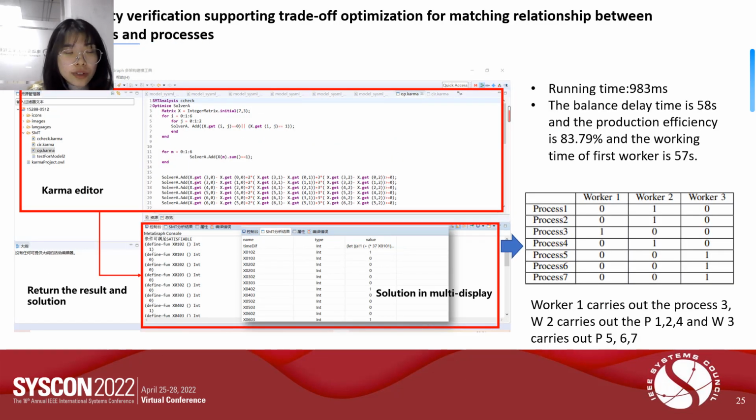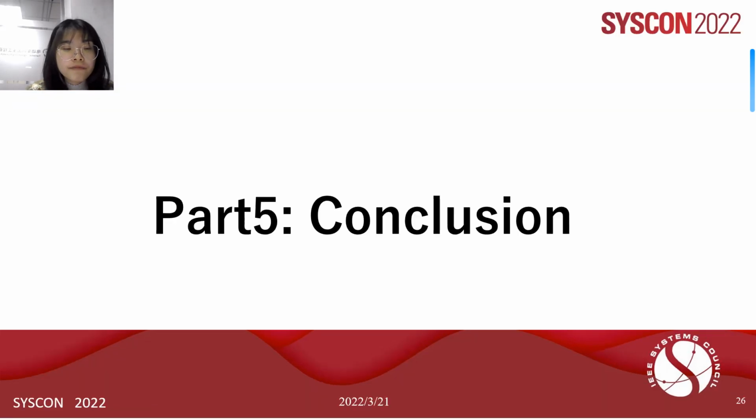The result comes to the front end in the form of a table. Like this is a table, and after 983 milliseconds, worker 1 carries out process 3, worker 2 carries out processes 1 to 4, and worker 3 carries out processes 5, 6, 7. The balance delay time is 58 seconds, and the production efficiency is 3%. And the working time of the first worker is 57 seconds.